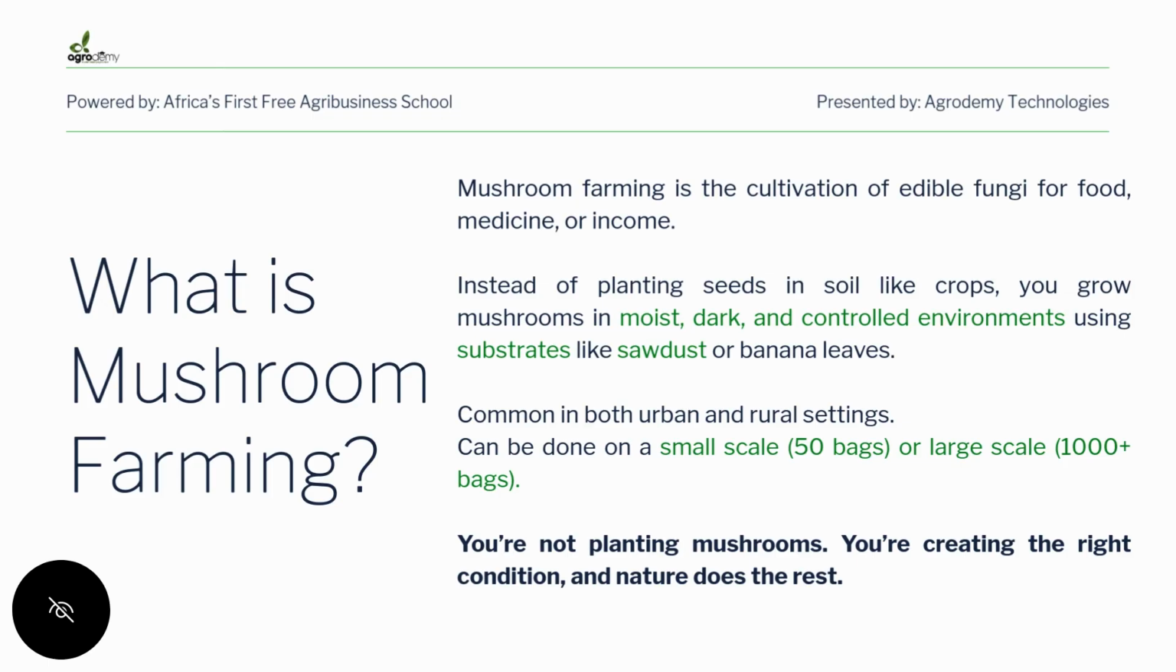What is mushroom farming? So mushroom is an edible fungi. People say mushroom is a plant, mushroom is an animal. No, it is an edible fungi. So instead of planting the seed in soil like we do with other agricultural produce, you grow it in a moist, dark, and controlled environment using things like sawdust and banana leaves, right? And this mushroom can be grown in both urban and rural areas.